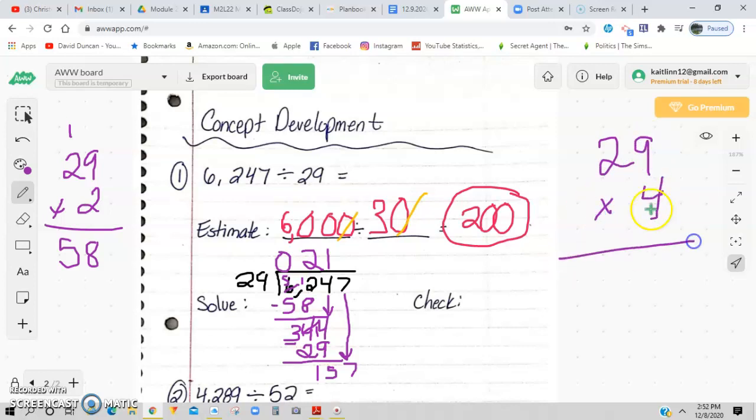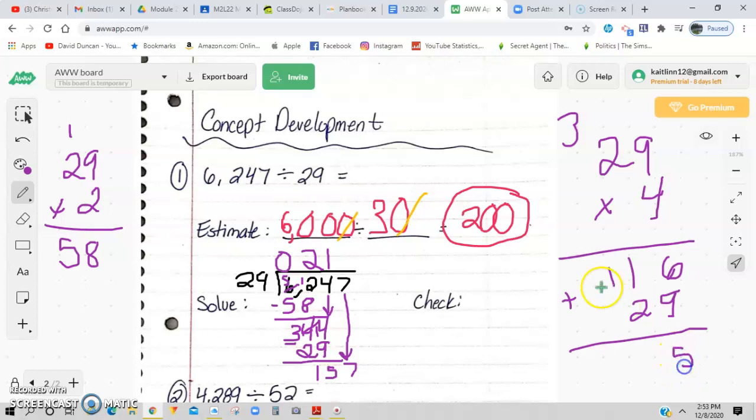Okay. 4 times 9 is 36. 6, carry the 3. 4 times 2 is 8, plus 3 is 11. That's 116. I could probably do another group of 29 in there. Let me add another group of 29 to see what I get. 9 plus 6 is 15. 5, carry the 1. 2, 3, 4. 145. That's as close as I can get to 157. So I'm going to go ahead and say it can go in there 5 times.